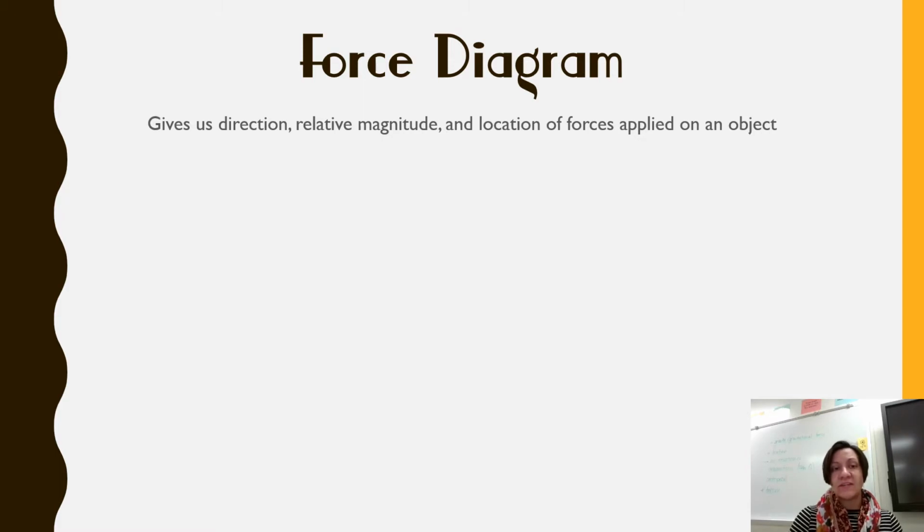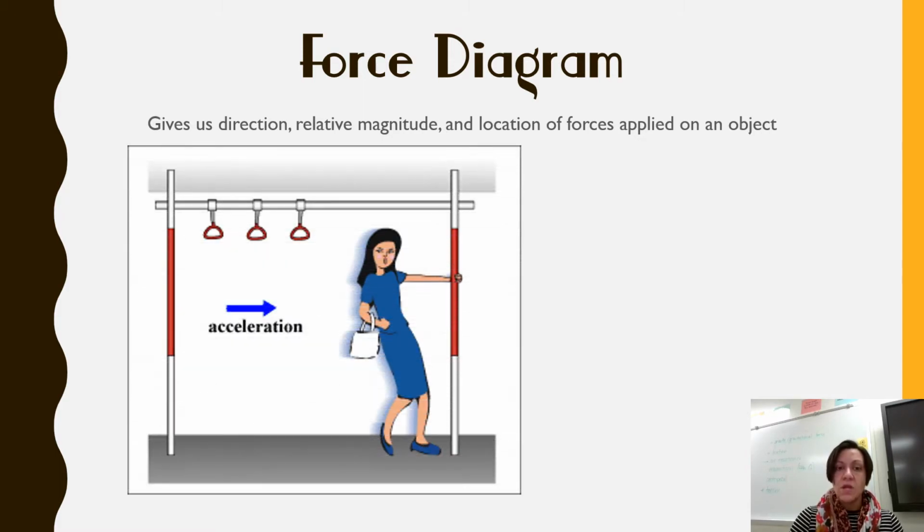So to help us understand force diagrams, I have an example here of a woman who is riding on a subway and she's holding on to the pole, as you can see. This subway happens to be accelerating to the right, and so we're going to have several forces acting on our woman.